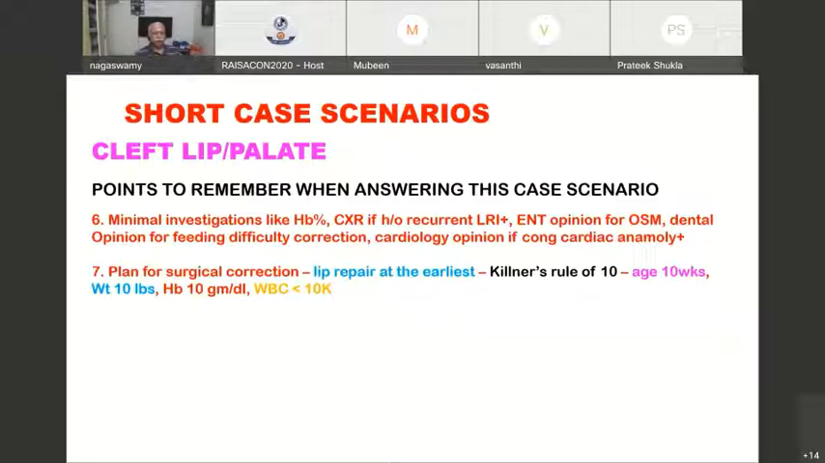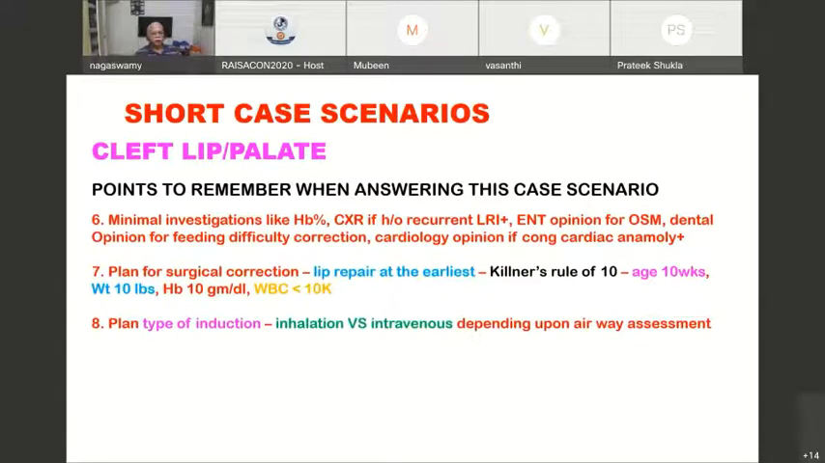I mean 6 pounds. So it should be 10 pounds. It would have gained at least 4 pounds in the 3 months. And hemoglobin should be 10 grams and WBC count should be less than 10,000 to indicate that there is no residual infection. Then the plan of induction should be decided whether it is going to be inhalation or intravenous.